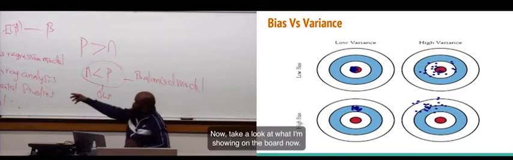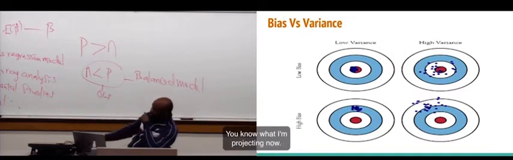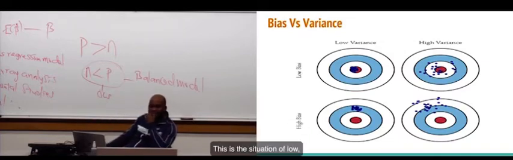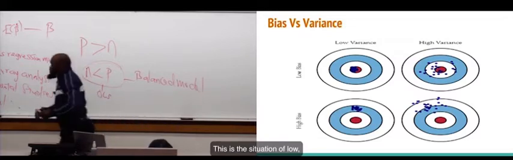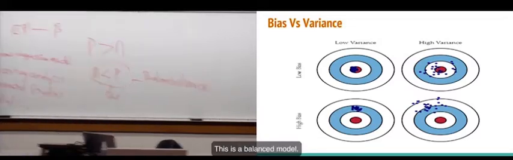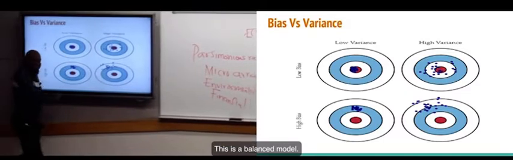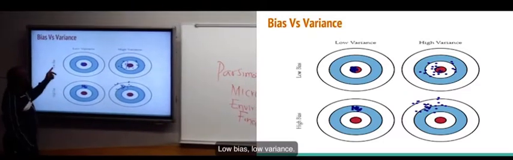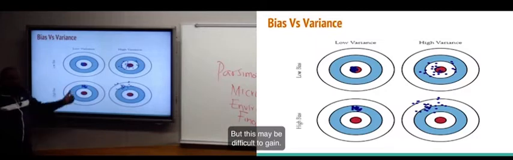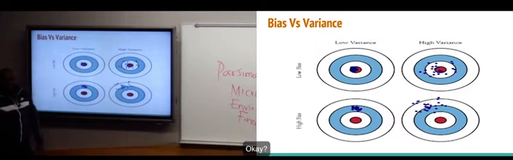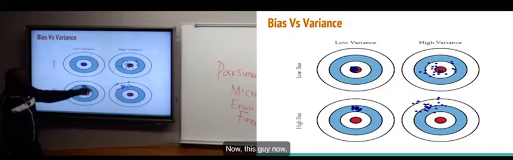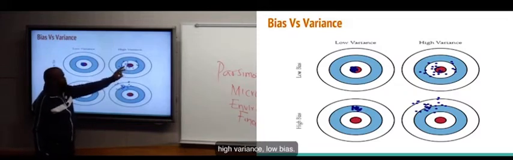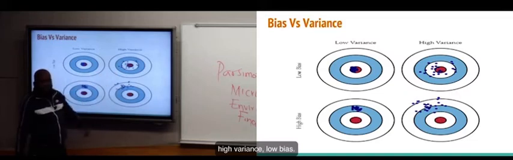Now take a look at what I'm showing on the board. This is what we want. This is a balanced model. Low bias, low variance. But this may be difficult to get. Now, this one, high variance, low bias.